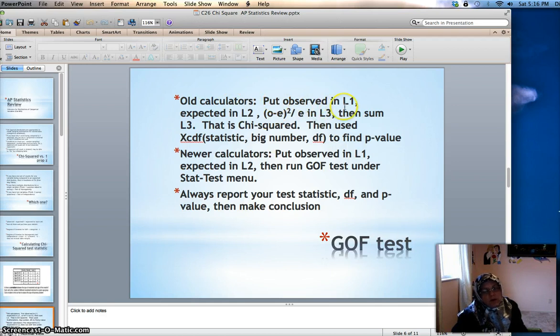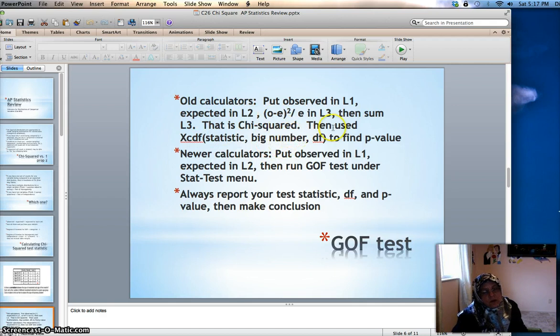You put your observed in list 1, your expected in list 2. And then in list 3, go up to the name of the list and then put in L1 minus L2 quantity squared divided by L2, right? So observed minus expected squared over expected. Hit enter, and it'll put all of your chi-squared test components into list 3. And then go to second stat math, and there you'll find the sum command. And so then you can, on the main screen, choose sum of list 3. That'll be your chi-squared statistic.